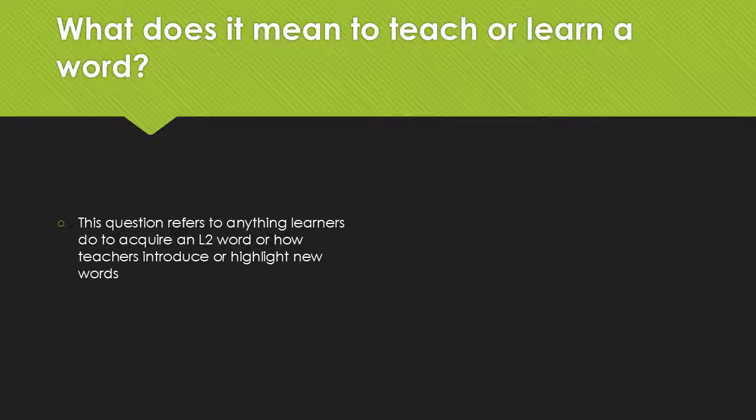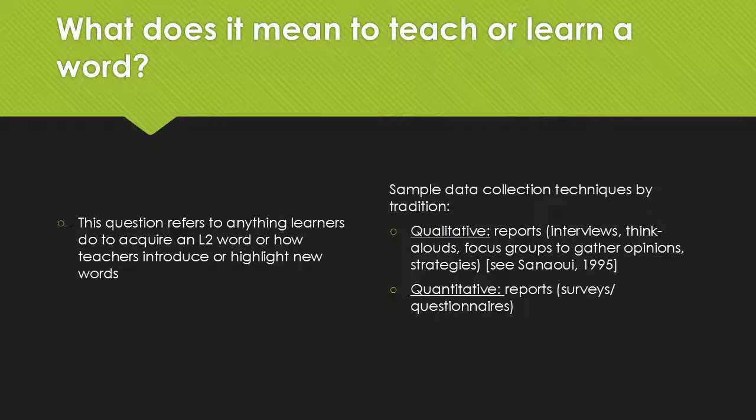The third research problem relates to what does it mean to teach or learn a new word, and what do learners or teachers do with a new word? Qualitative investigations of this issue often involve reports from interviews, think-alouds, or focus groups with learners or teachers to gather their opinions and/or strategies on how they approach a new word. You could also do observations of how teachers introduce a new vocabulary word within a lesson. Quantitative research would still involve reports, but from a survey or questionnaire approach.